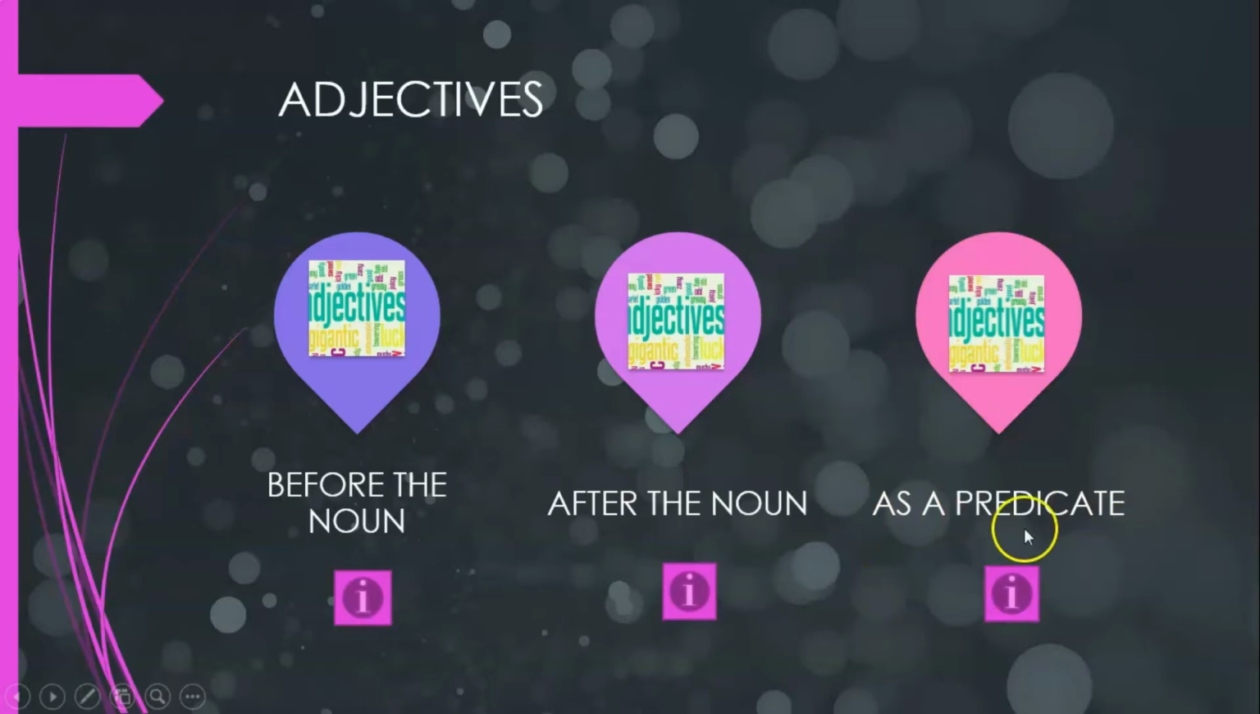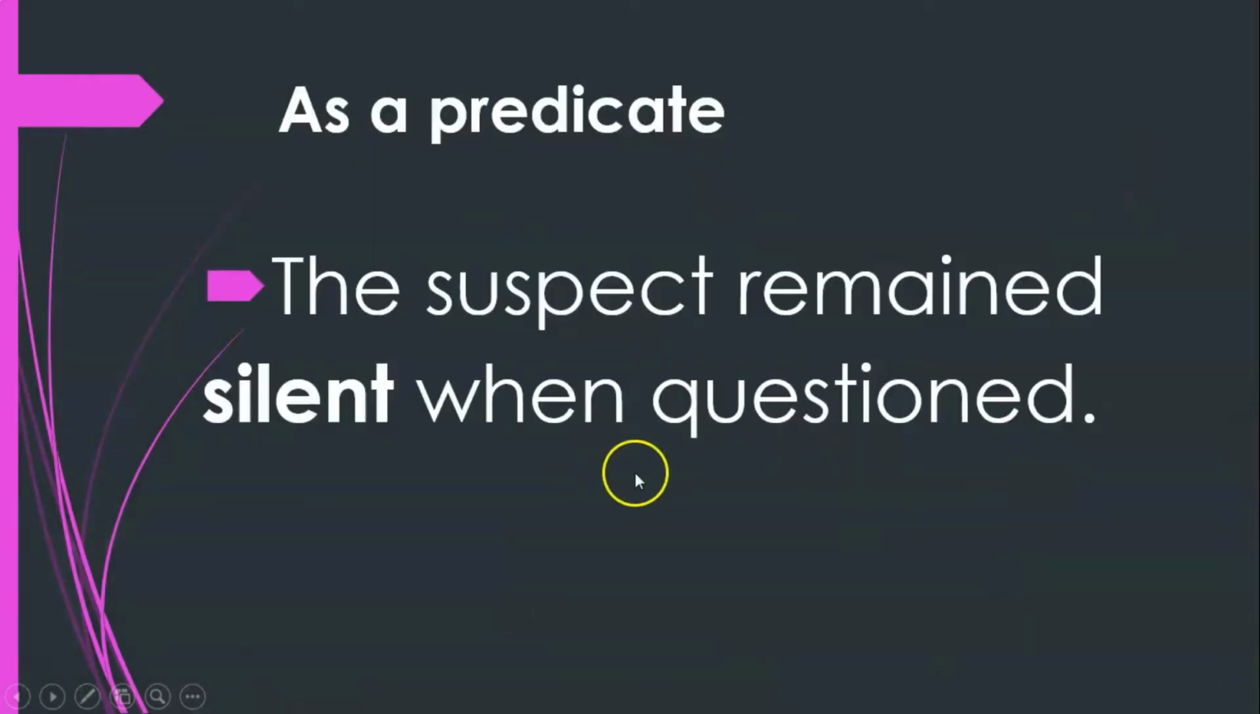Then we have adjectives as a predicate. Let's look at an example. Here we have, the suspect remains silent when questioned. We're going to see adjectives as predicate, especially after linking verbs. A good example of a linking verb is the verb to be.